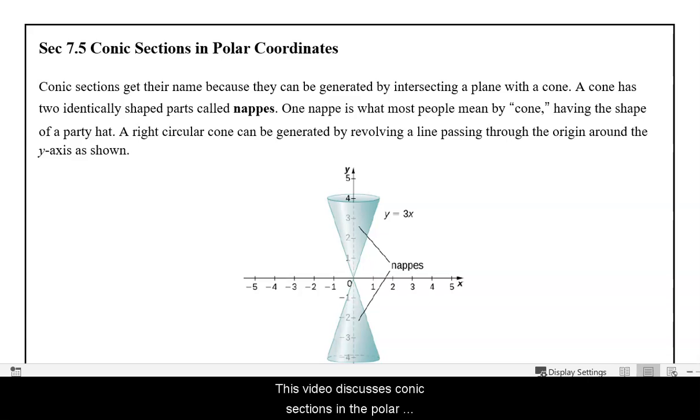This video discusses conic sections in the polar coordinate system. This is based on section 7.5 out of the OpenStax Calculus book, Volume 2. In this section, we take a brief look at how to represent different conic sections in polar coordinates.